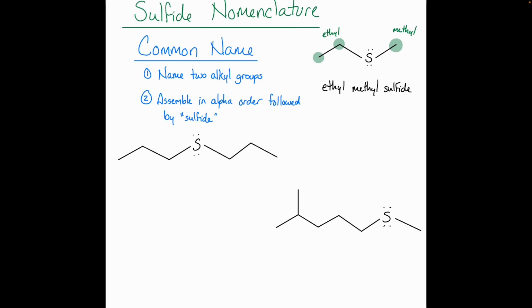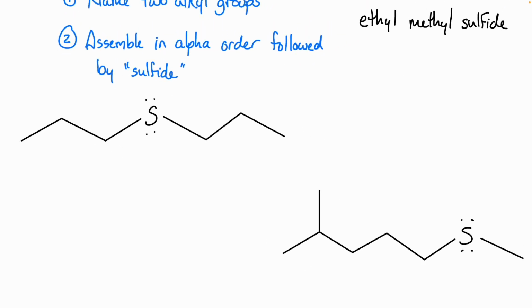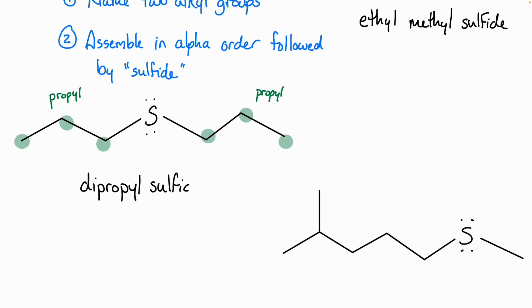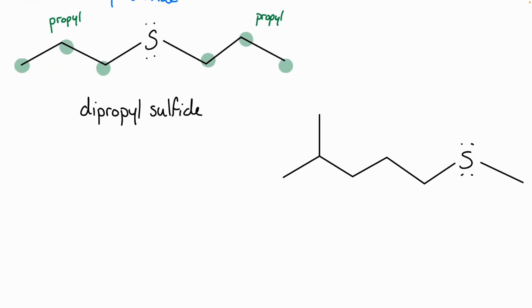All right, so I'm going to look on this side. I have a 1, 2, 3 carbon group, so a propyl group. If I look on the other side, I also have a 3 carbon group, another propyl group. So how am I going to build this into my name? Dipropyl sulfide.